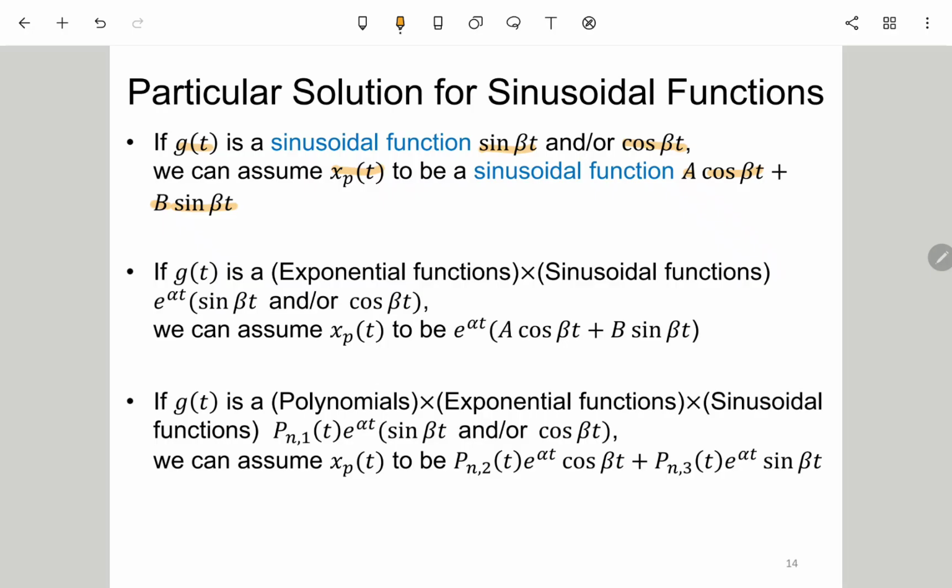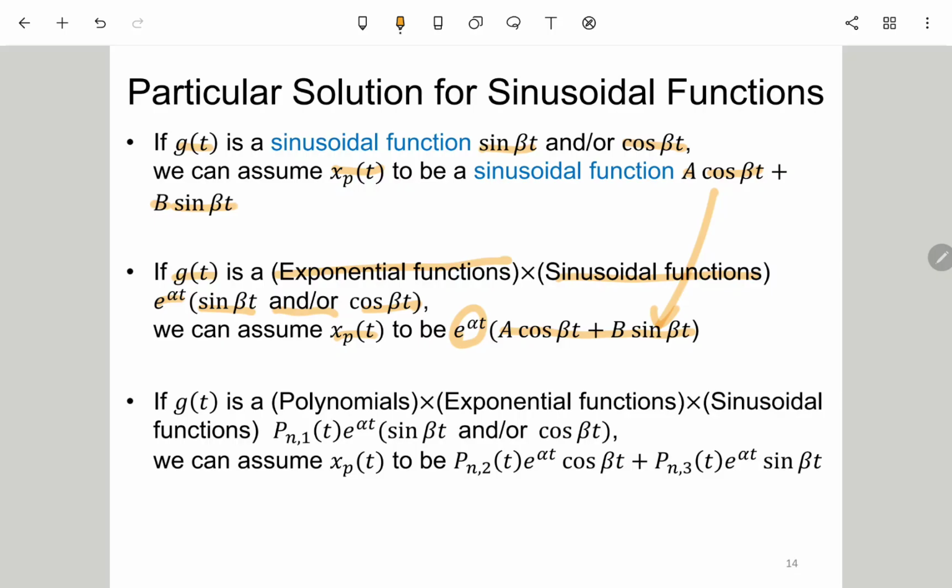And then for a more complicated case, if g of t is an exponential function times a sinusoidal function, it can be like this, and or cosine. In that case, we also assume that xp of t is an exponential function multiplied by this sinusoidal part, which is here.